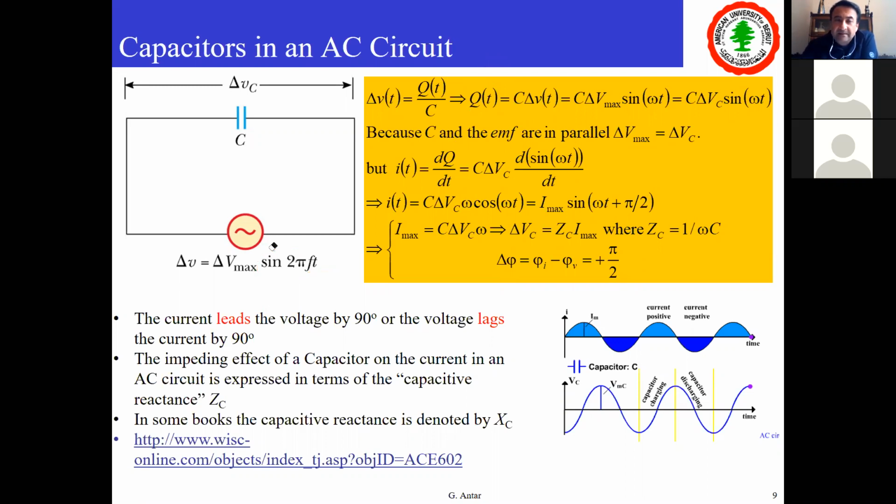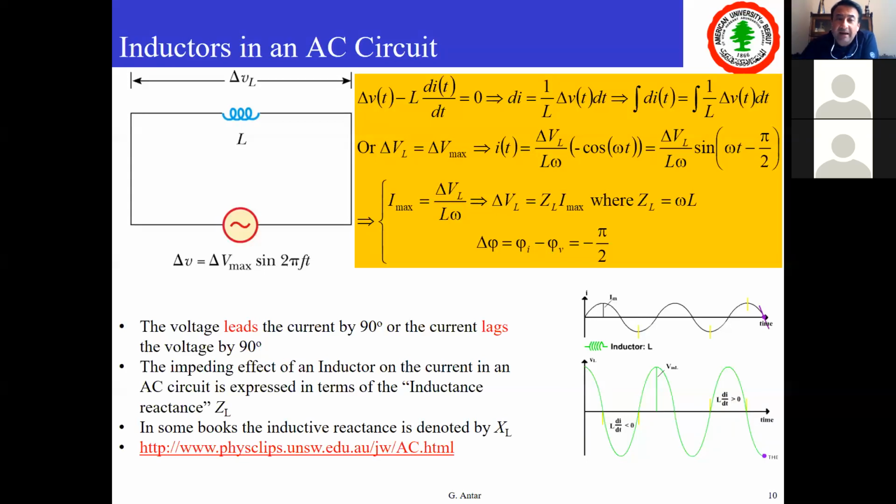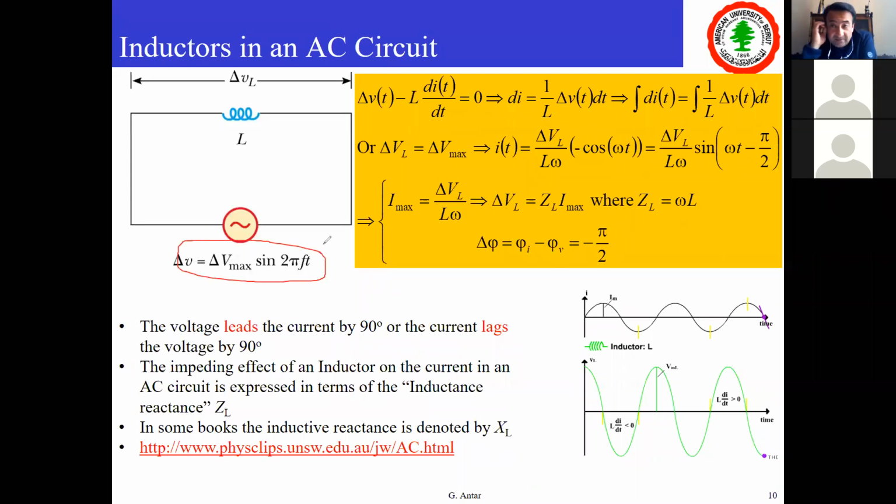Okay, so let's continue with the inductor. Now I'm going to put an inductor instead of the capacitor and try to see the response. Once again, I'm going to have a voltage, my delta V max sine of omega t. That's given, and L is given.